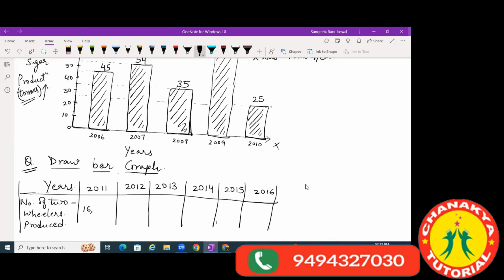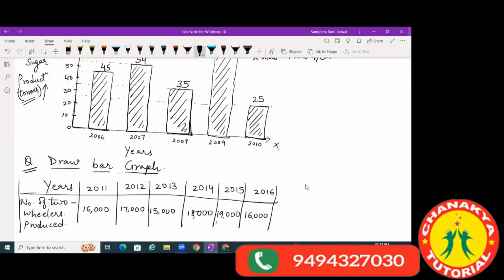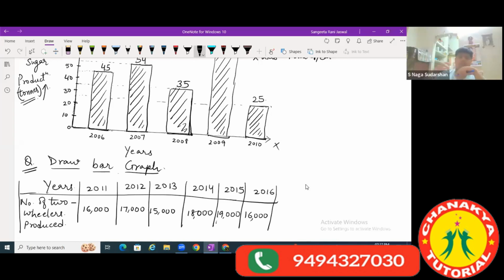Okay, so in 2011, the number of two-wheelers produced was 16,000. In 2012, it was 17,000. In 2013, it was 15,000. And in 2014, it was 18,000. In 2015, it was 19,000. Number of two-wheelers produced in the years 2011, 2012, 2013, 2014, 2015, 2016.